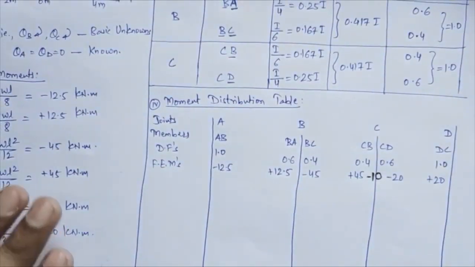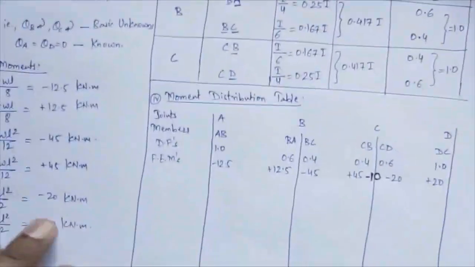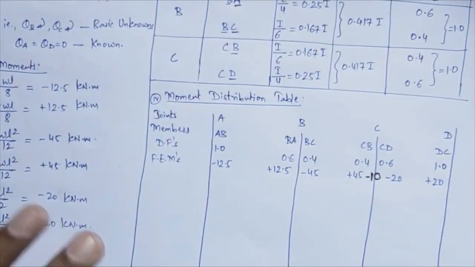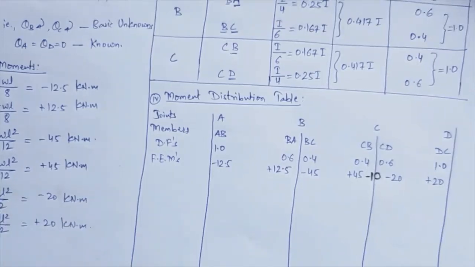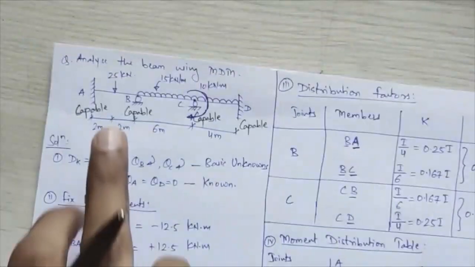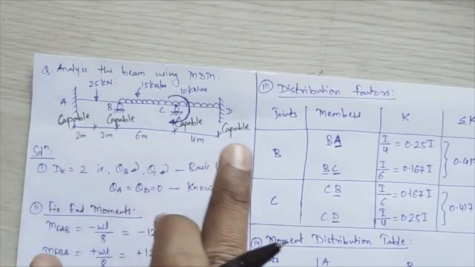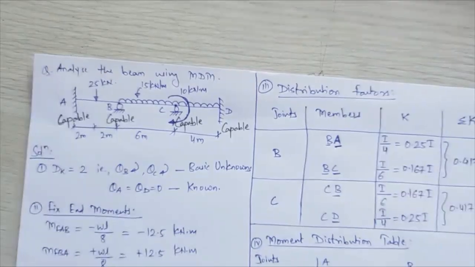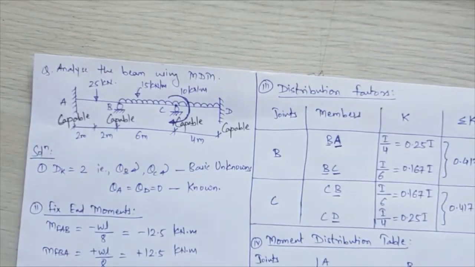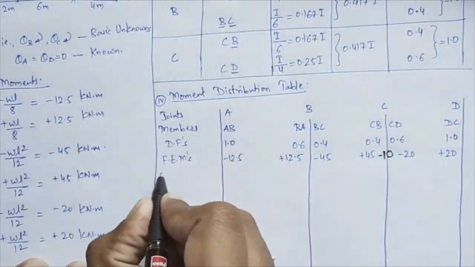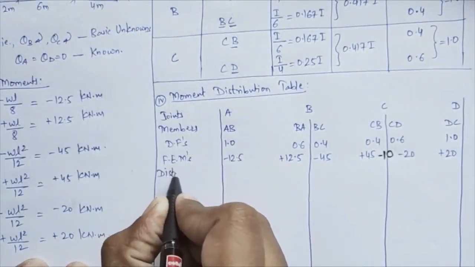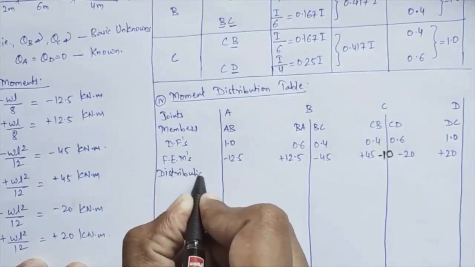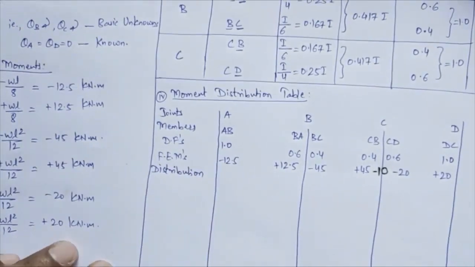After this, what you have to do is balance the moment. For balancing the moment, firstly you have to check which support is incapable, that is, which cannot resist the moment. That moment you have to make 0. But if you see here, all the supports are capable supports. So for capable supports, there is no need of balancing any type of moment. Directly after the fixed moment, whatever you will do will be the distribution of moments.